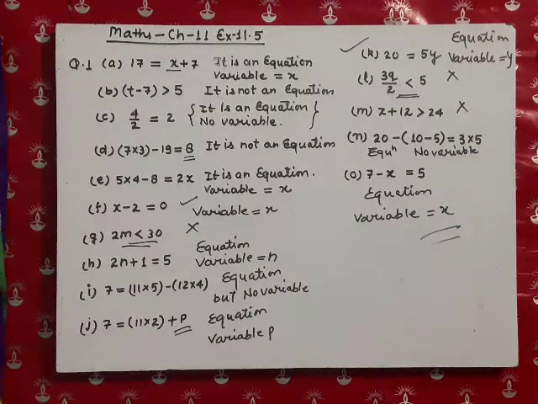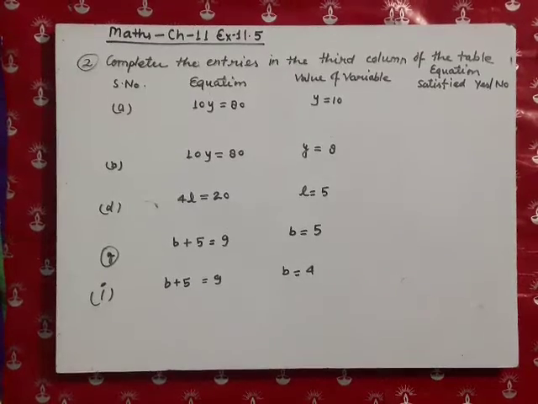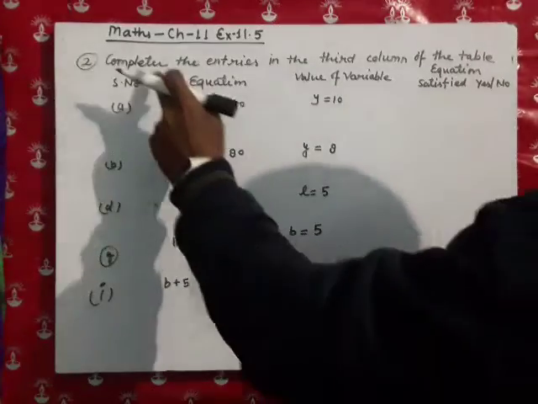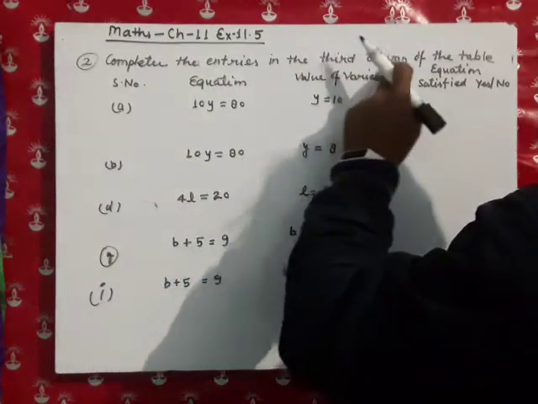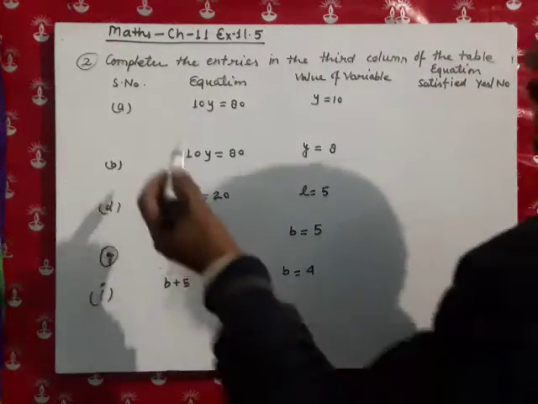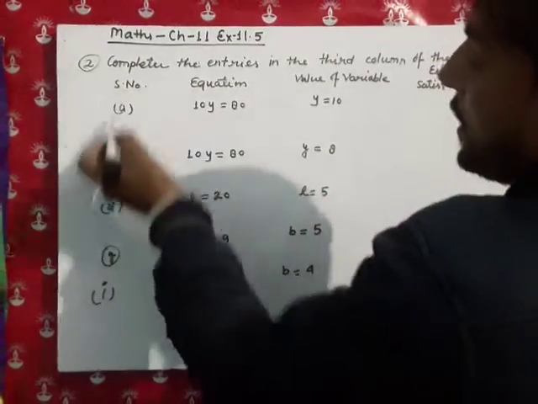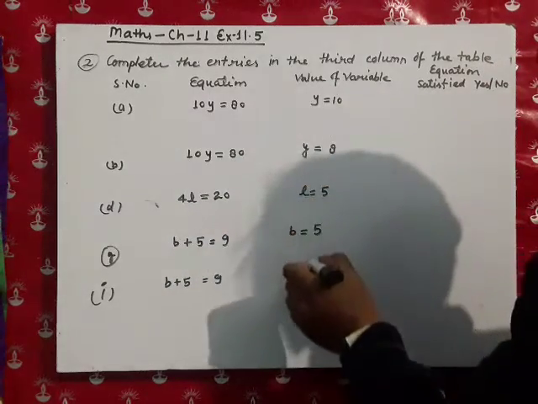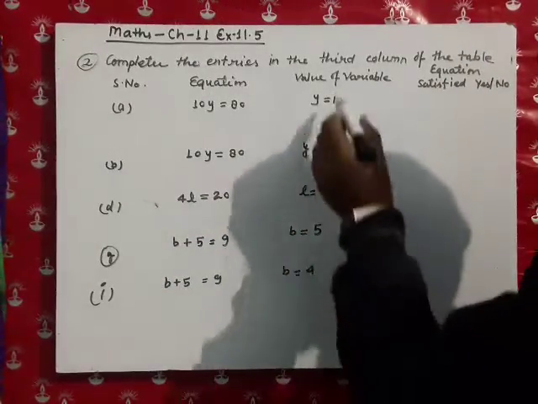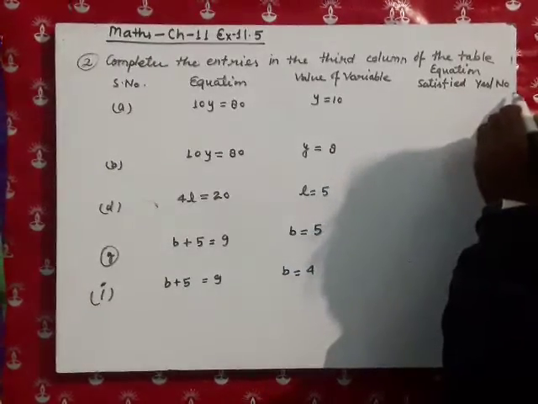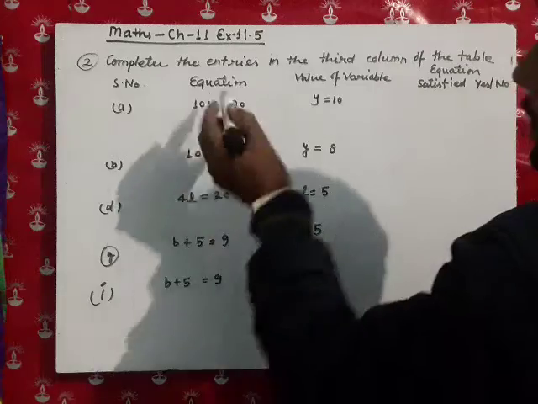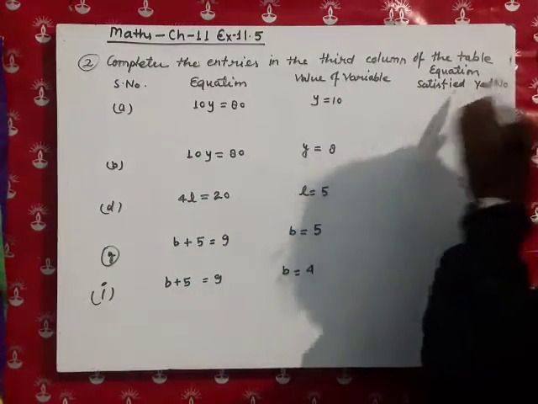Now I am going to question number 2. In question number 2 a table is given in your book, and the question asks to complete the entries in the third column of the table. The columns are: first column is the serial number, second column is the equation, third column is the value of the variable, and fourth is whether the equation is satisfied, yes or no. So we are skipping the serial number.